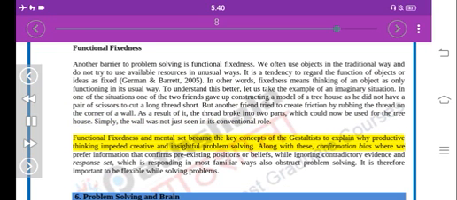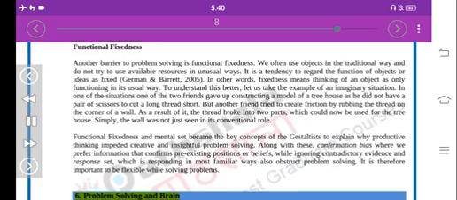Functional fixedness and mental set became the key concepts of the Gestaltists to explain why productive thinking impeded creative and insightful problem solving. Along with these, confirmation bias, where we prefer information that confirms pre-existing positions or beliefs, while ignoring contradictory evidence, and response set, which is responding in most familiar ways, also obstruct problem solving. It is therefore important to be flexible while solving problems.